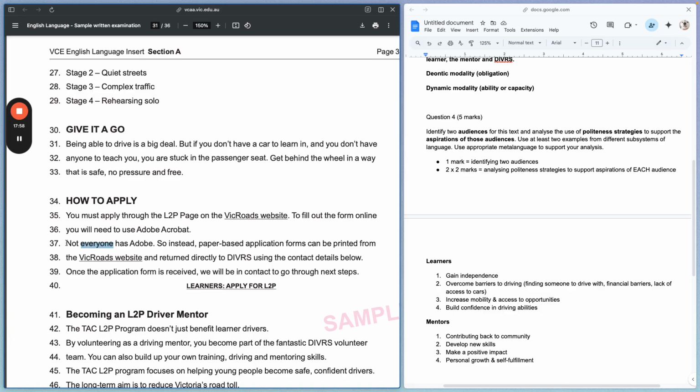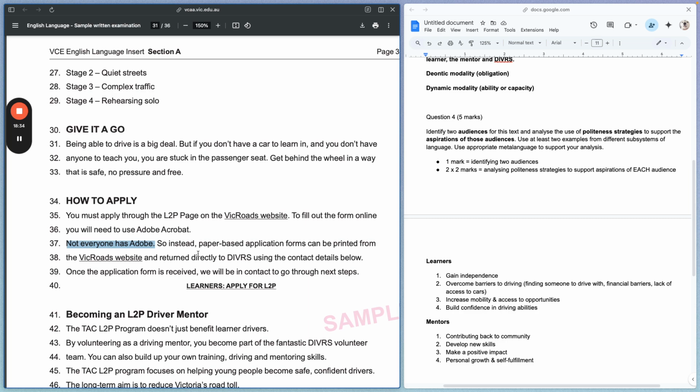So the metalanguage I'd sort of use is the negative quantifier not and the indefinite pronoun everyone that functions as a hedge. Okay, instead of saying you need Adobe, not everyone has Adobe. Right, that's a hedge. It softens the potential for a face-threatening act. So this sort of construction that they've used for the sentence acknowledges the potential lack of a specific resource without accusing or blaming them for not having it. So it shows a sense of empathy, and you can also link it to negative face needs as well.